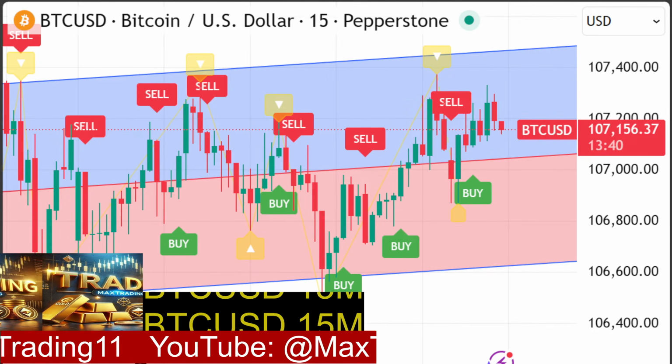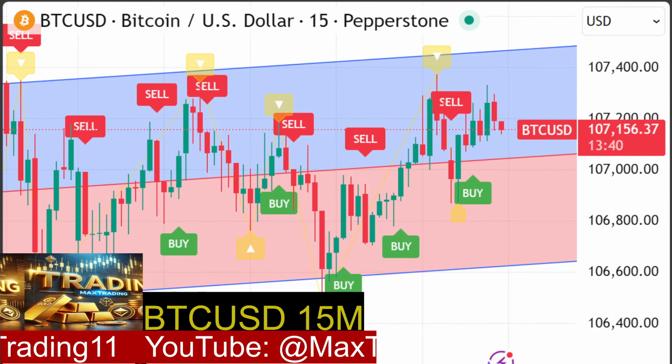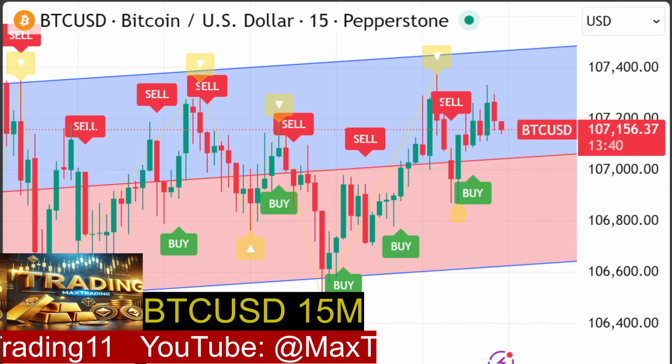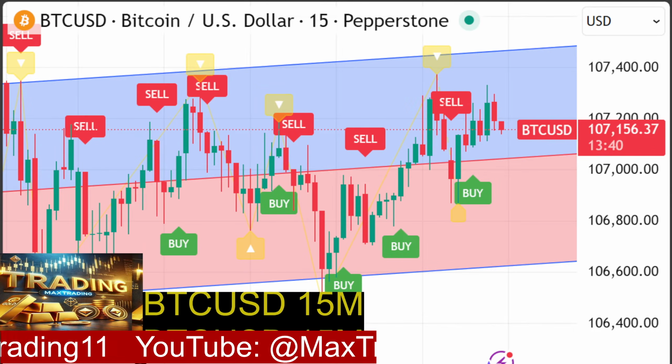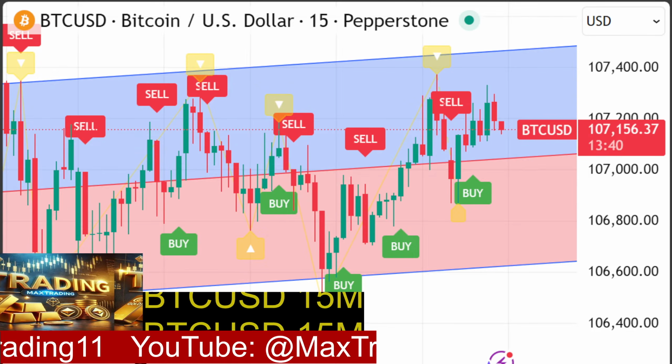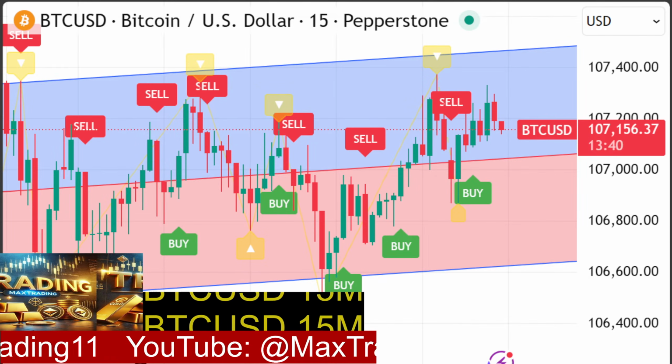Module 3, Educational Deep Dive. Use this during slower market periods. Let's take a moment to break down why this indicator is so powerful.